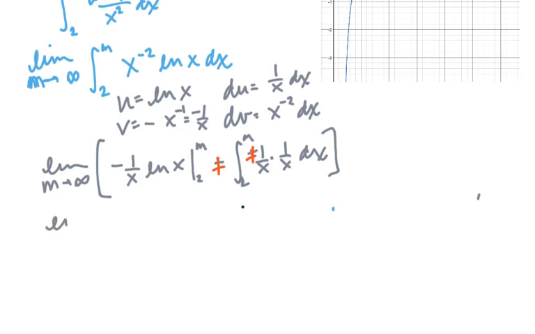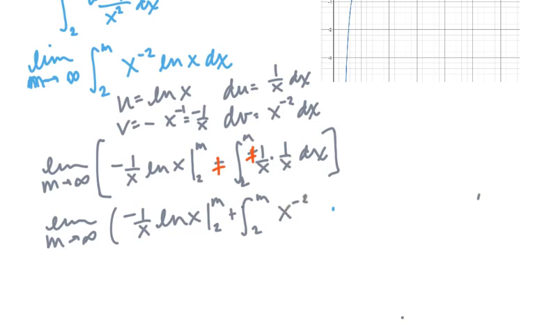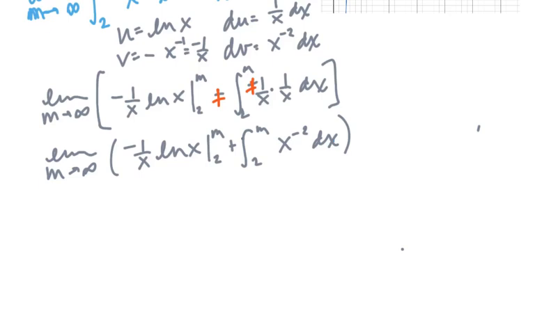So we can say the limit as m approaches infinity of negative 1 over x, natural log of x, from 2 to m, plus the integration from 2 to m of x to the minus 2 dx. Well, that's a nice, easy integral, isn't it? It should be. It's in the middle of integration by parts. So we have the limit as m approaches infinity, negative 1 over x, natural log of x, plus, actually this turns to a minus, x to the minus 1 from 2 to m.